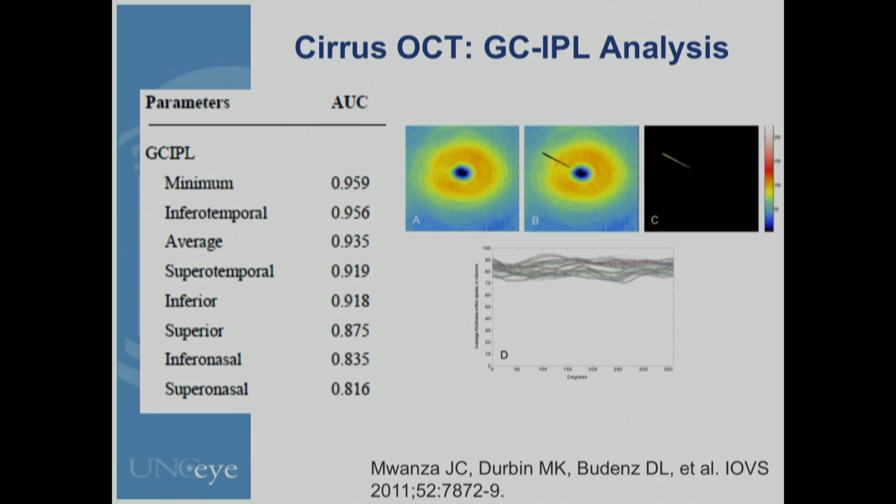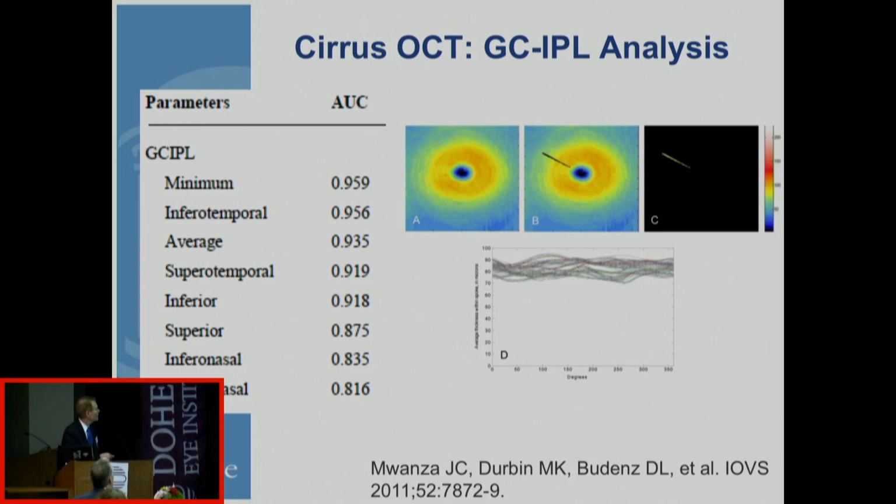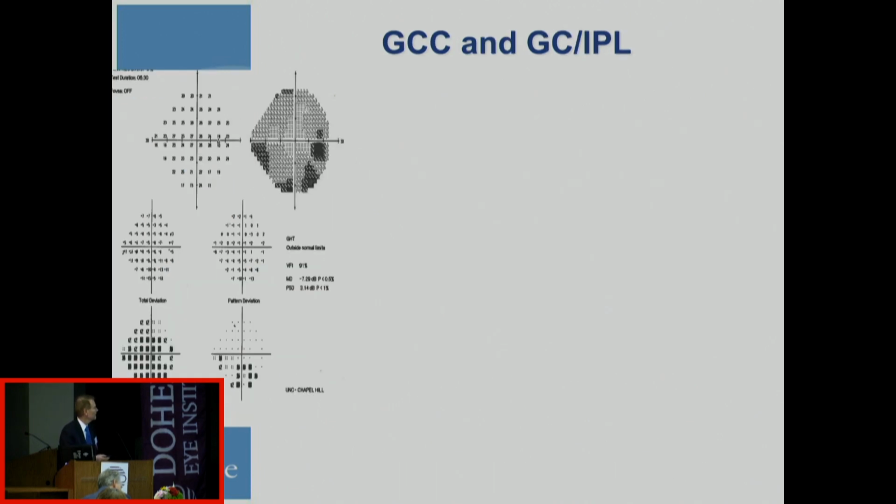And basically it gives us numerous GCIPL parameters, including a new parameter called minimum GCIPL thickness. This is the thinnest of 360 spokes emanating from the fovea out to that ellipse. And the thinnest spoke around actually is a good discriminating factor between glaucomas and normals, and may have the highest discriminating factor of any of our GCIPL parameters. So maybe something to pay attention to.